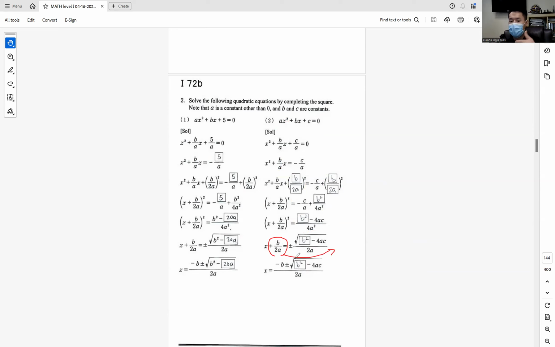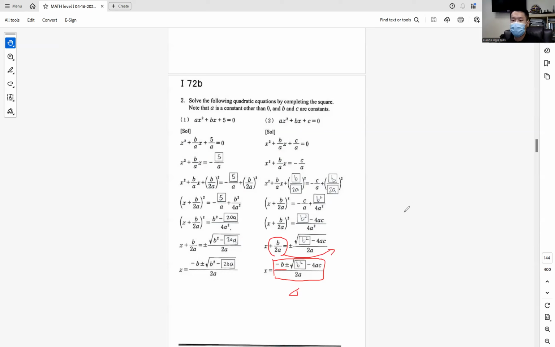You reorganize things. That's where you get the negative b over here. So if you were to remember, this is one of the most important formulas throughout high school, and you will need it even in universities. This is how you actually find the roots, find the answers for x.